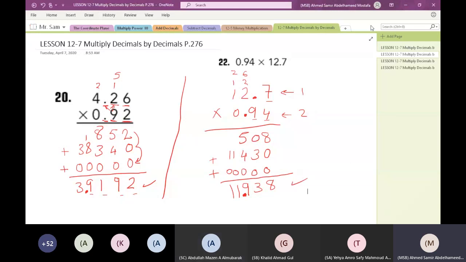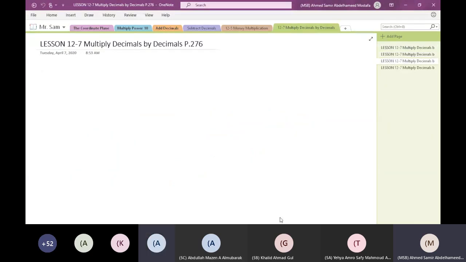Let's move on to the next question. This would be coming from someone from 5A. Abdul Malik. Listen before you start. Those who are talking without permission, don't talk without permission, please. Abdul Malik, we're doing number 24. We'll do this together now.